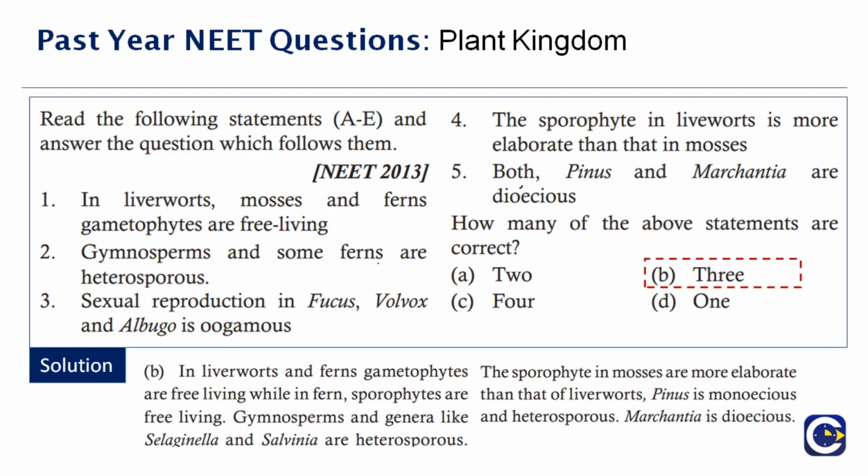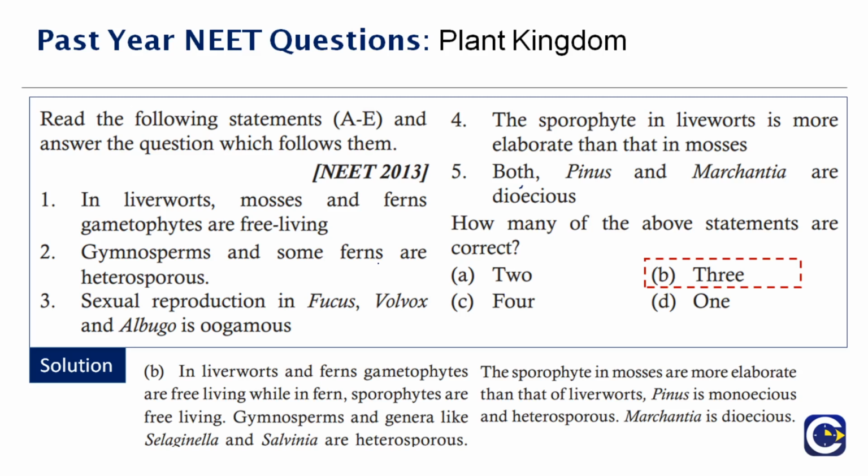In liverworts and ferns, gametophytes are free living, while in ferns, sporophytes are free living. Okay, gymnosperms and genera like Selaginella and Salvinia, we all know they are heterosporous. They produce 2 types of spores. The sporophyte in mosses is more elaborate than that of liverworts. Pinus is monoecious, heterosporous, and Marchantia is dioecious.